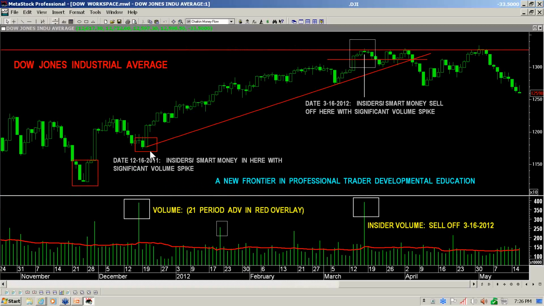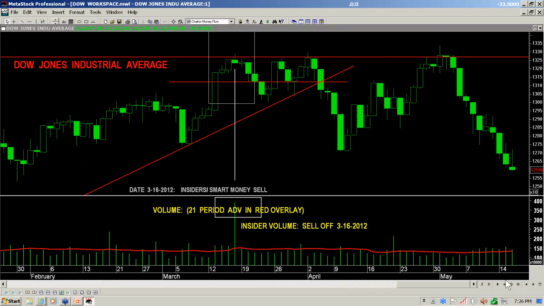This is where the insiders came in. Here's the volume pushing up. Here's a small sell-off. Here's the big sell-off that came in here. On 316, the insiders, the smart money, sell off here with a significant volume spike. Now, if we blow this chart up a little bigger, it's very clear to see that we have 1, 2, 3, 4 different data points.